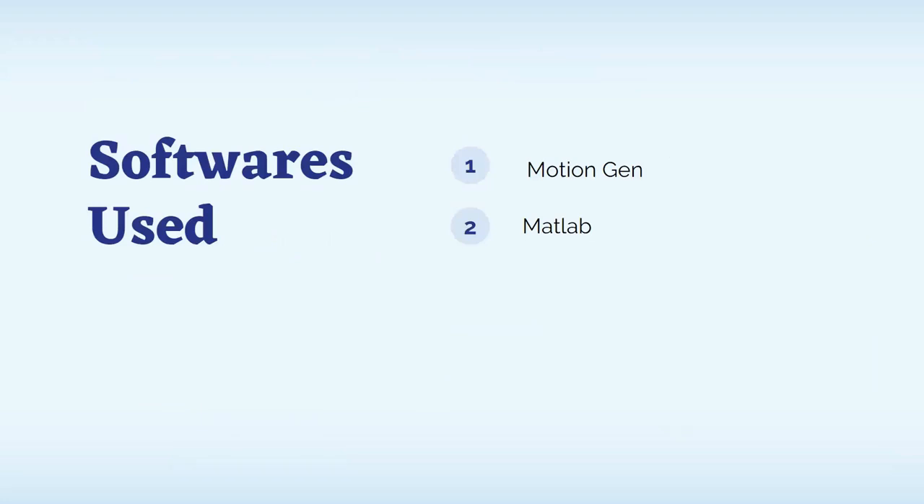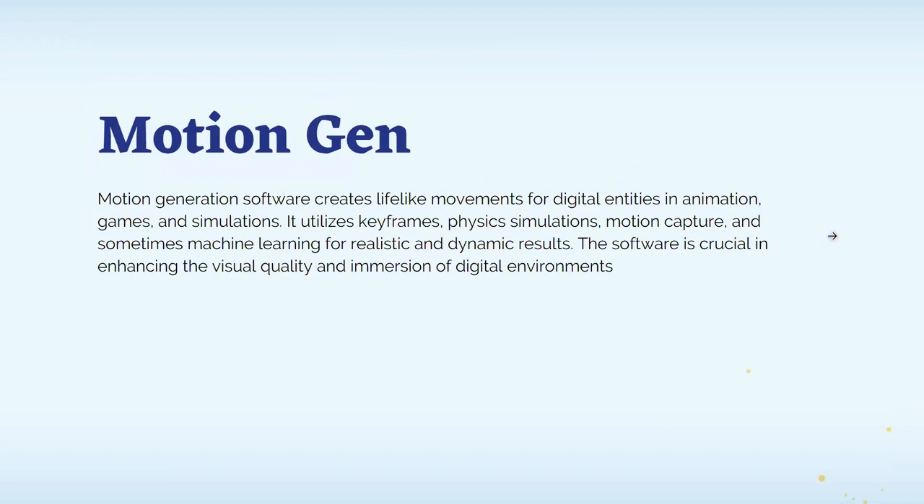Software that we have used are MotionGen and MATLAB. We used MotionGen for simulation and wiper building. We also use it to plot graphs for links and joints of our choice, such as angular displacement versus time graph, angular velocity versus time graph, and angular acceleration versus time graph.